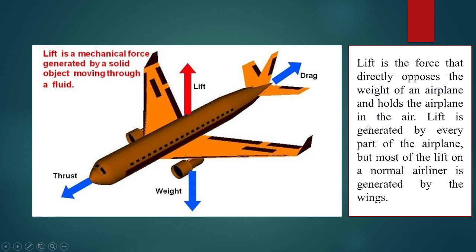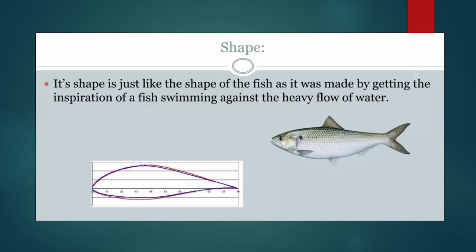When it comes to lift, most of the lift on a normal airliner is generated by the wings. Since this is the mechanical force which is trying to lift the vehicle, it makes the airplane stay in the air. It has to be lifted in the air. So that's why wings play a major role in keeping the airplane in the air.